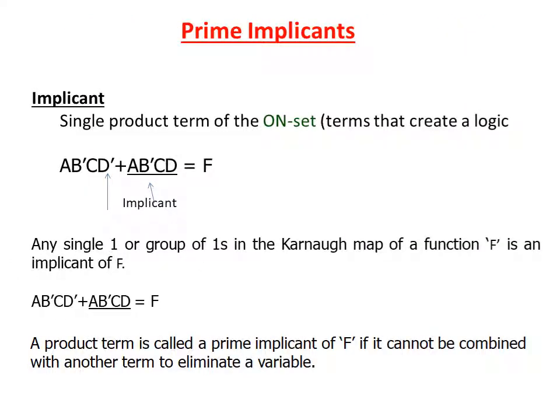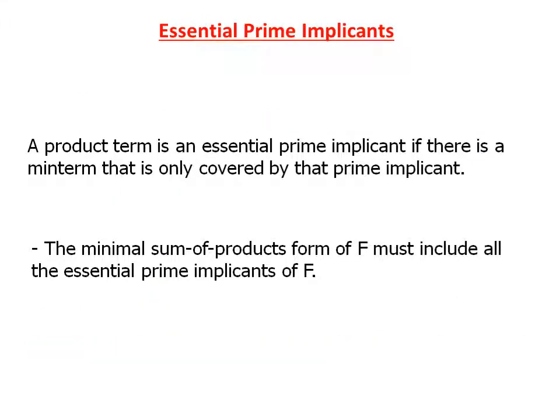What is an implicant? A single product term is called an implicant. This is one implicant and this is another implicant. In the product term, the variables can be either in complemented or uncomplemented form. Then prime implicant. A prime implicant is a product term that cannot be combined with another term to eliminate a variable. An implicant that is covered by only one possibility to reduce the expression is called an essential prime implicant.